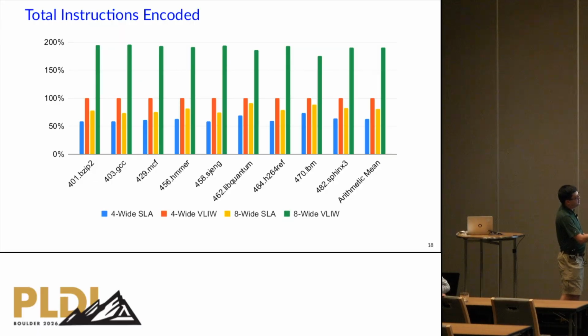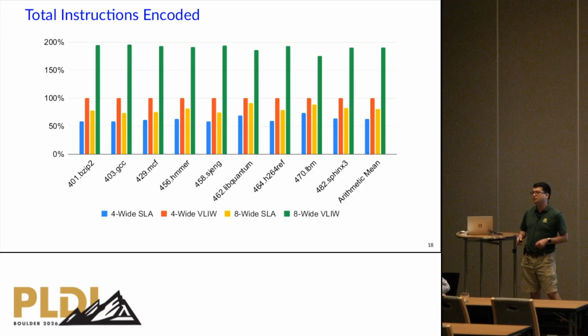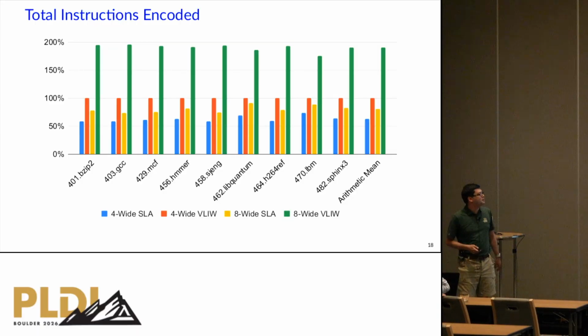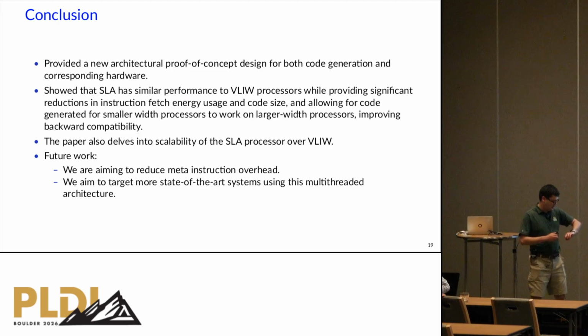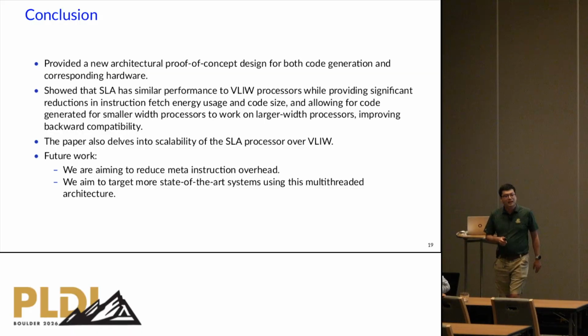We have tried 4 and 8 wide. So the 8 wide VLIW, of course, is significantly larger. The SLA processors, however, use less instructions to encode the same amount of information, since they don't have to encode no ops. So kind of in conclusion, I'm trying to make sure I'm quick because I went over time.